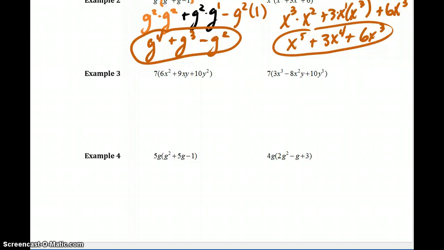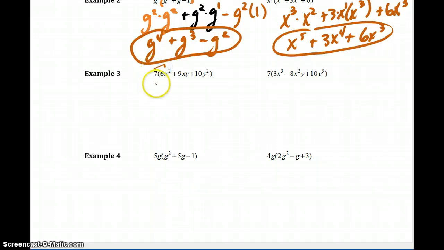The next example. On the previous examples we had g squared multiplied in. So this number outside the parenthesis can be a number, or a letter, or a combination of both. On example 3, we're going to see it as a number. On example 4, we're going to see it as a combination. We still treat it the same way.